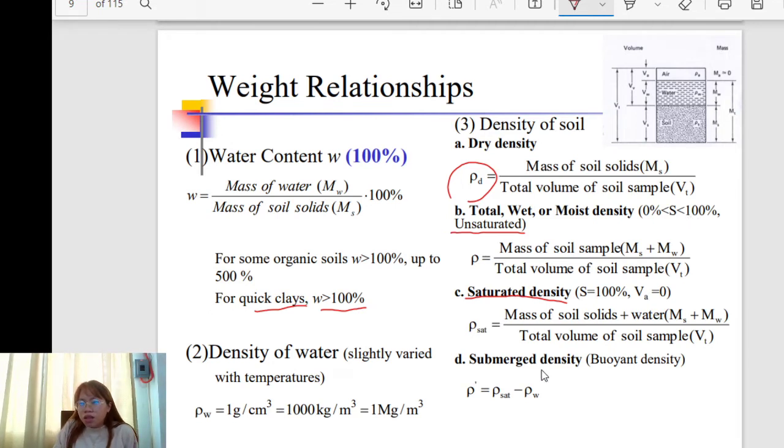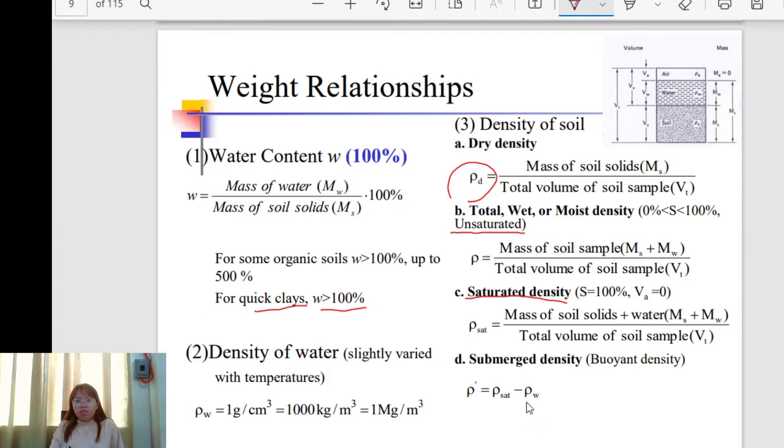But when we talk about wet or moist density, the degree of saturation is within the range, below 100%. For the submerged density, this is the buoyant density, and this is equal to the saturated density minus the density of water. This is the submerged density.